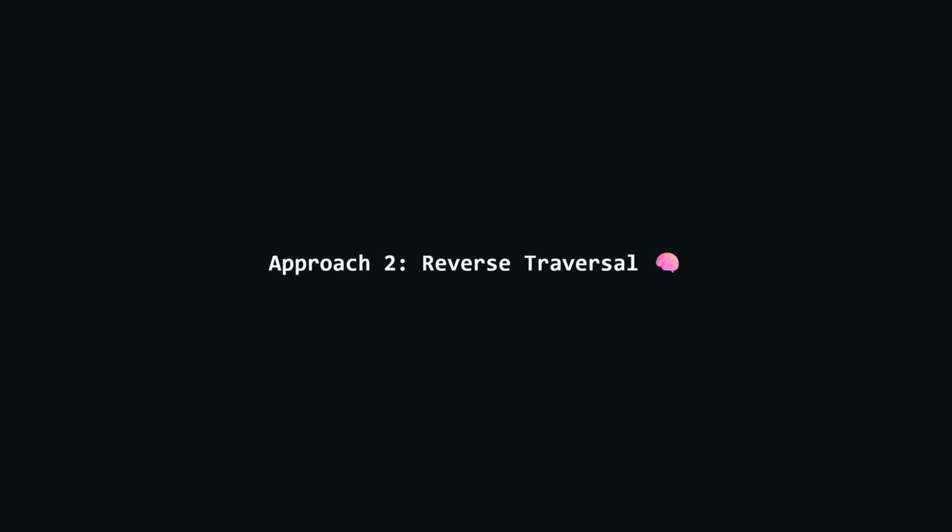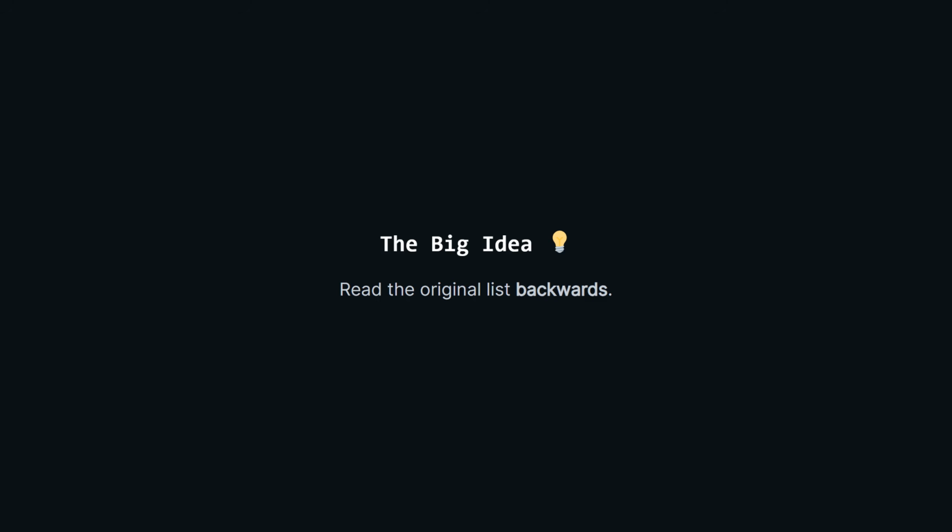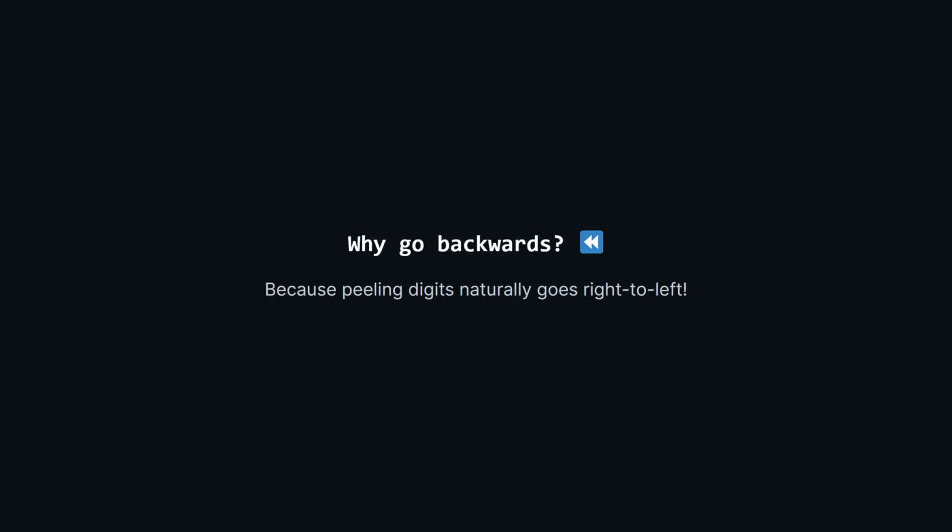Okay, that was great, but can we avoid creating and reversing that temporary list every single time? Yes, we can, using reverse traversal. The brilliant idea here is to start at the very end of our input list and walk backward to the front. Why do this? Because peeling digits with modulo 10 naturally gives them to us from right to left. By processing the whole list backward, we can just throw those right to left digits straight into our final answer without needing a temporary list at all.